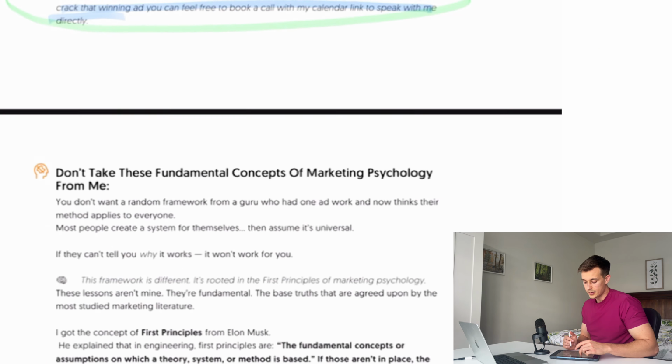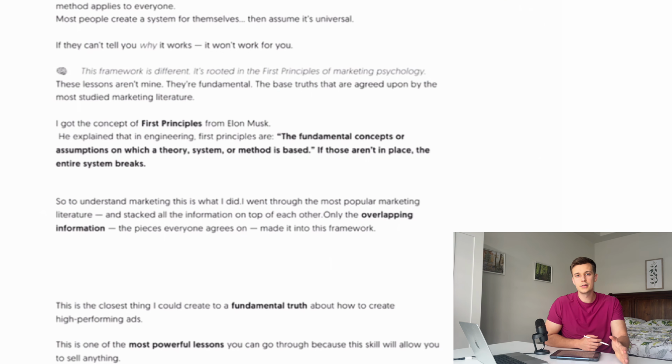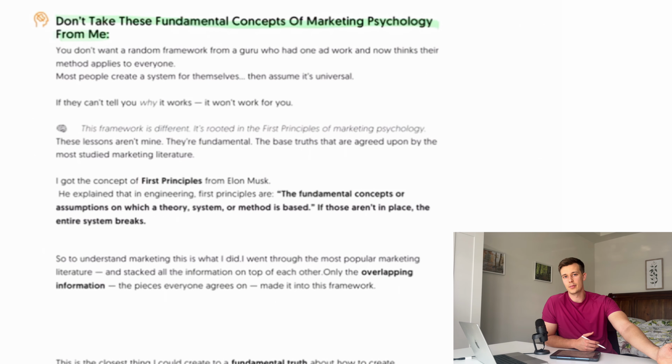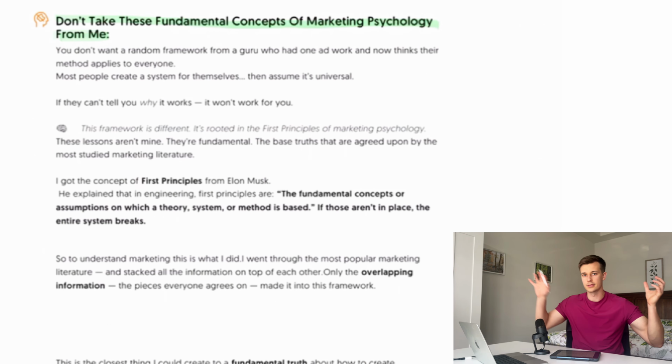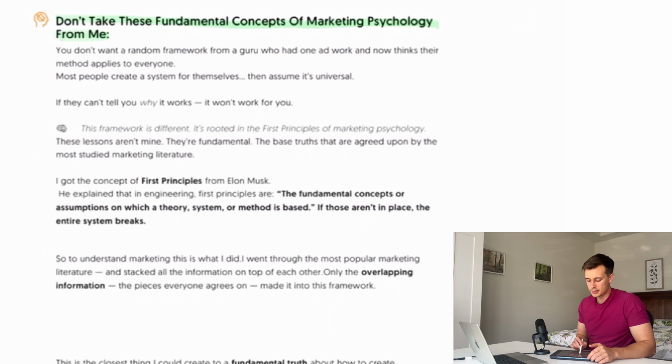Now, moving on, don't take these fundamental concepts of marketing psychology from me. This is really important. When I was trying to figure this whole system out for 5 entire years in the marketing space with some of the biggest coaches and course creators, I didn't want to take some guru's framework or some random information from here and there. I wanted to know the first principles of marketing psychology, and this came to me from Elon Musk.